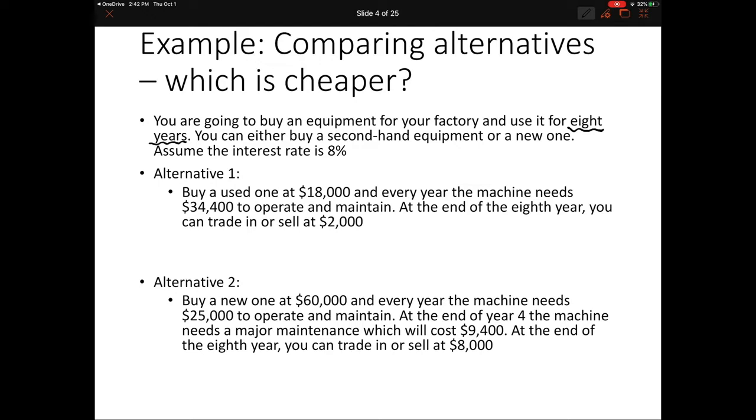And at the end of that 8 years, you might want to resell it or trade in. And then that equipment has been used by a previous owner and you, so it's going to be very old. So the price you can resell it for is going to be very low. Make sense?